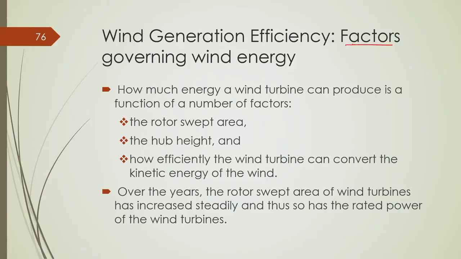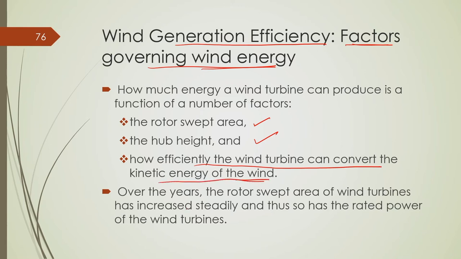So, we have to multiply this with some factors in order to find out the power output of the wind turbine. Now, here we should know what the factors are that govern wind energy generation, and also what the factors are on which the efficiency of the wind energy conversion system depends. Of course, you have seen the parameters: the rotor swept area A, the height of the tower on which the velocity will depend, and also how efficiently the wind turbine can convert the kinetic energy of the wind, or power available in the wind, to electrical power. That is also an important factor.